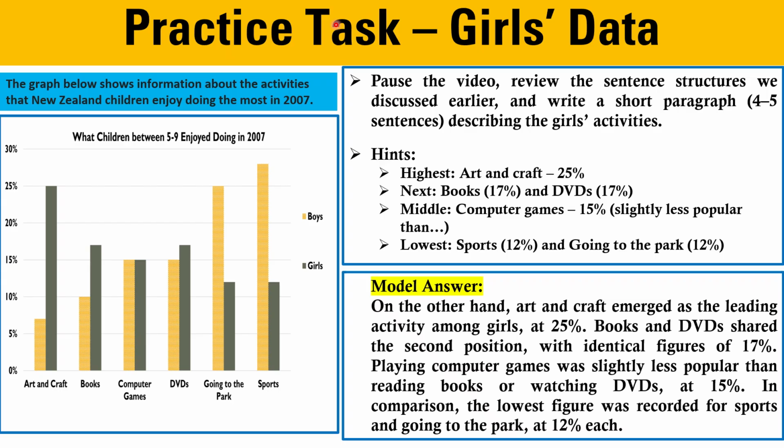So that completes our practice with the children's activities graph. We looked at both boys and the girls' data, and we saw how to move logically from the highest to the lowest, use superlatives and comparatives effectively, and avoid repeating the same vocabulary by choosing alternatives. This practice shows how clear structures and varied expressions can make your description more accurate and high-scoring.